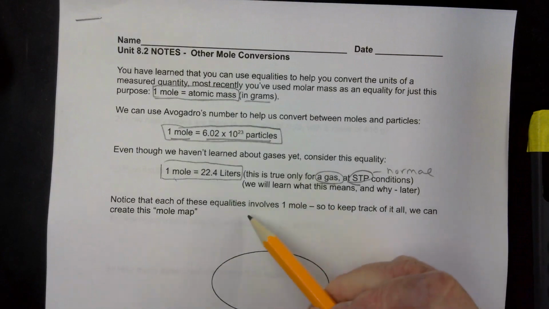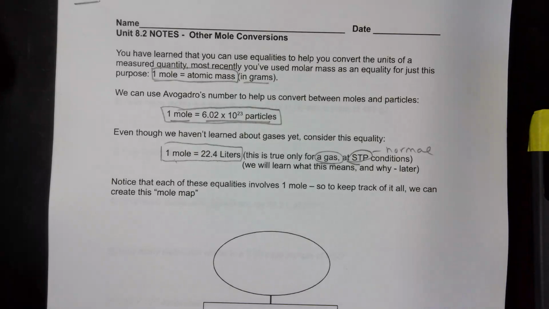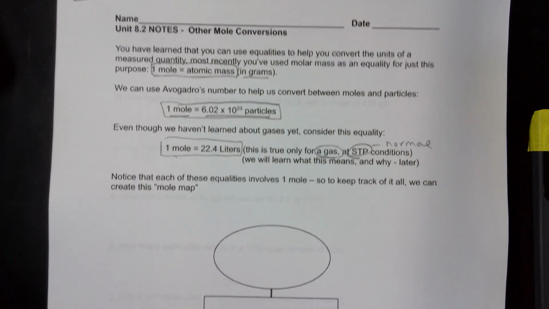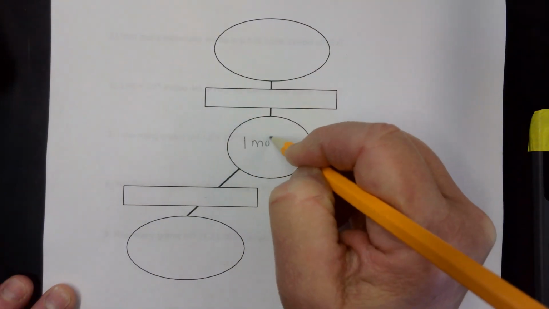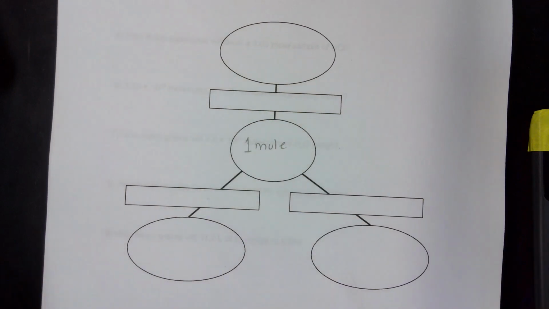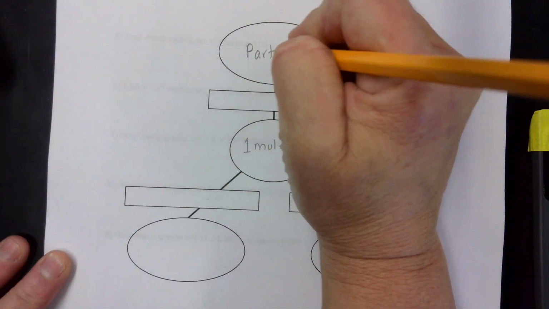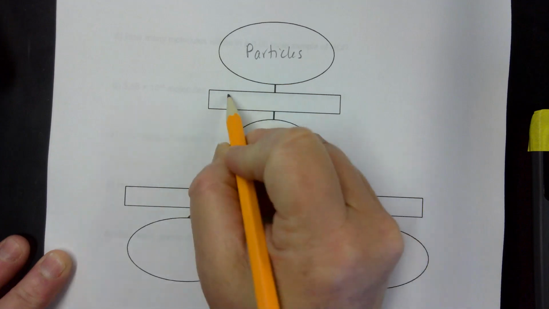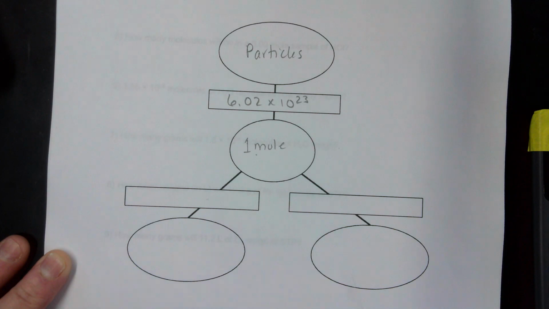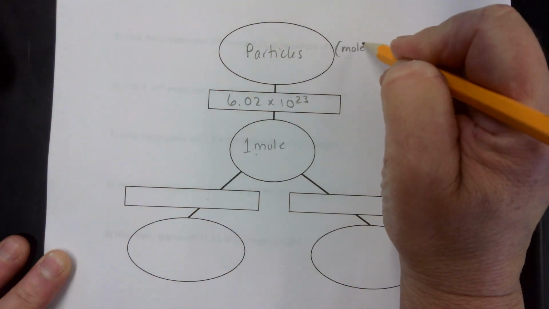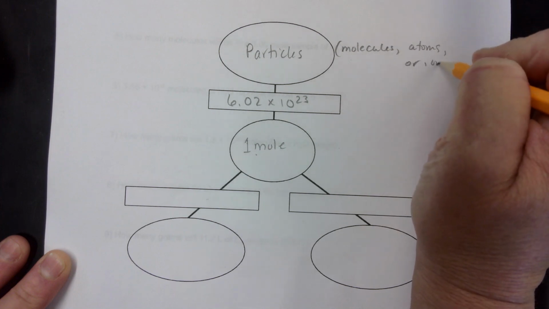All right, so each of these equalities involves 1 mole. So we can keep track of it by keeping a mole map where the mole is at the center. So we're going to start with this map right here, and in the very center we're going to write 1 mole, because we have 3 different things that 1 mole is equal to. If we are talking about particles, we know that 1 mole is equal to 6.02 times 10 to the 23 of those. And by particles, we could be either referring to molecules, atoms, or ions.